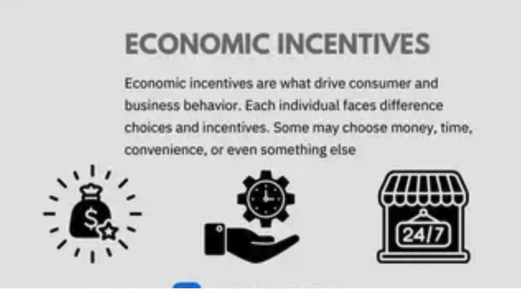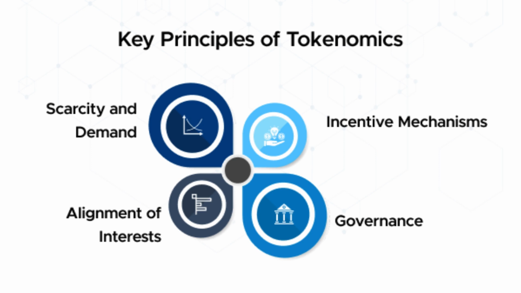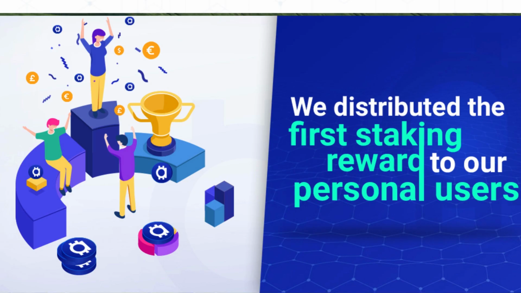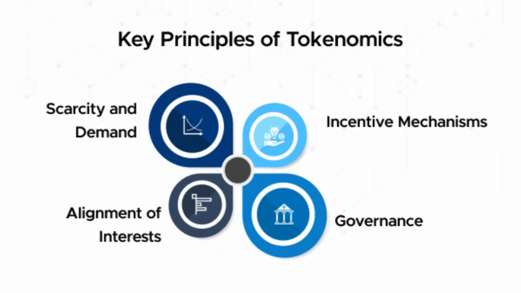8. Economic incentives. Aligning interests. Tokenomics aims to align the interests of various stakeholders, including users, developers, and investors, to foster a healthy and sustainable ecosystem. Incentive mechanisms. Economic models often include incentive mechanisms like staking rewards, yield farming, and governance rewards.